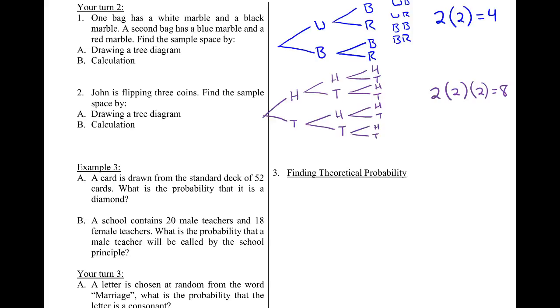So we can list all of our outcomes here. We could get all heads. We could do heads, heads, tails, and I'm just following heads, heads, tails. Heads, tails, heads. Heads, tails, tails. Tails, heads, heads. Tails, heads, tails. Tails, tails, heads. And tails, tails, tails. Those are all the different outcomes that we could get if we flipped a coin 3 times.